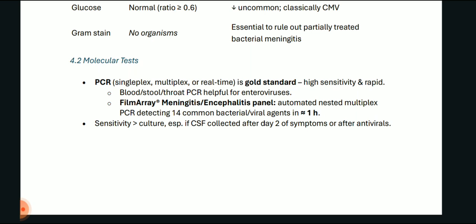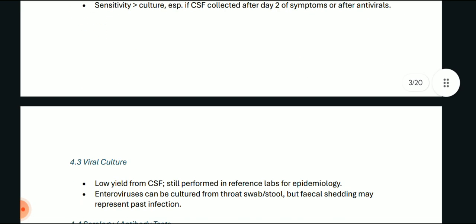It has high sensitivity and is rapid. Blood, stool, and throat PCR is helpful for enteroviruses. The FilmArray meningitis or encephalitis panel is an automated nested multiplex PCR detecting 14 common bacterial or viral agents in 1 hour. Sensitivity is higher than culture, especially if CSF is collected after 2 days of symptoms or after antiviral therapy.